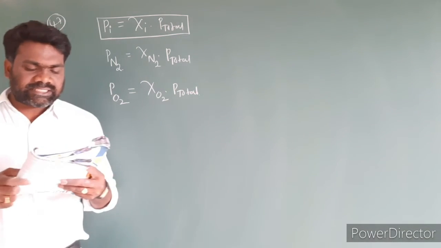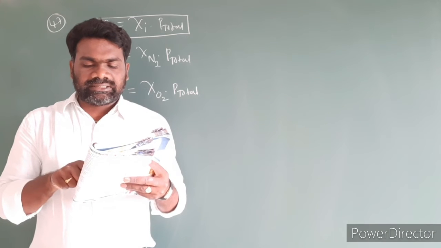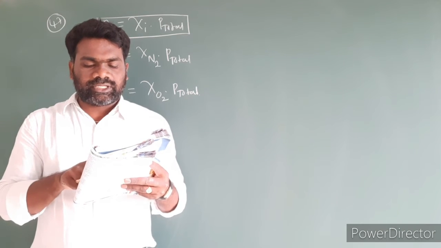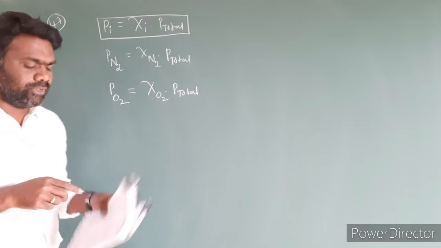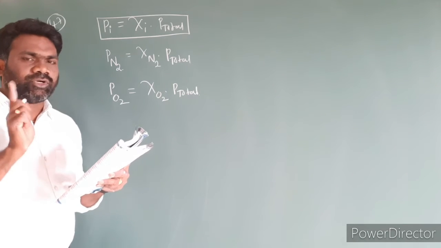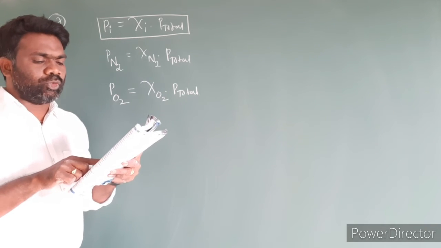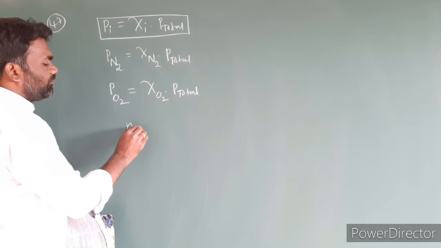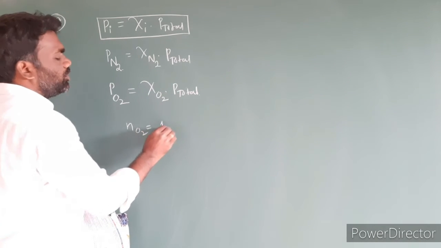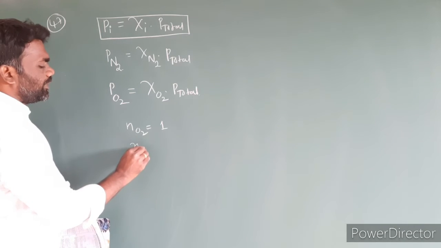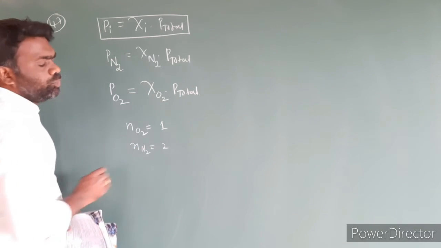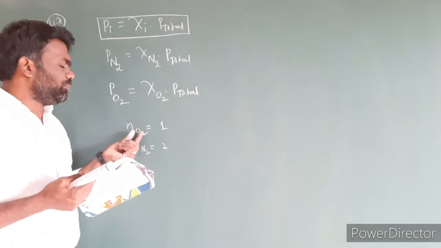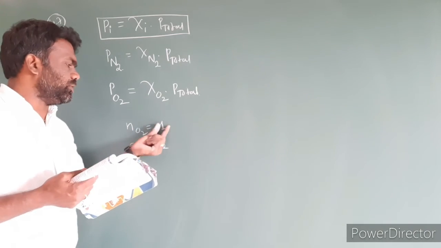Next, the data given is a gas mixture that contains oxygen and nitrogen in a 1:2 mole ratio. Here oxygen is 1 mole and nitrogen is 2 moles. The mole ratio is 1:2. Number of moles of oxygen, how much is given? 1 mole. And the number of moles of nitrogen is given as how much? 2 moles. The ratio of number of moles of oxygen to number of moles of nitrogen is equal to 1/2.